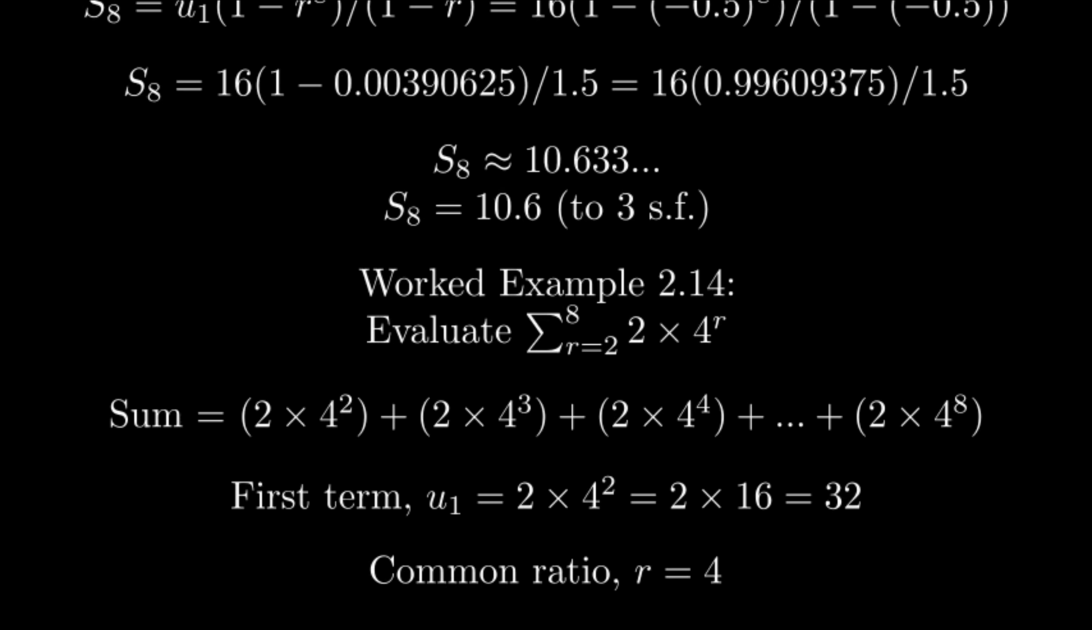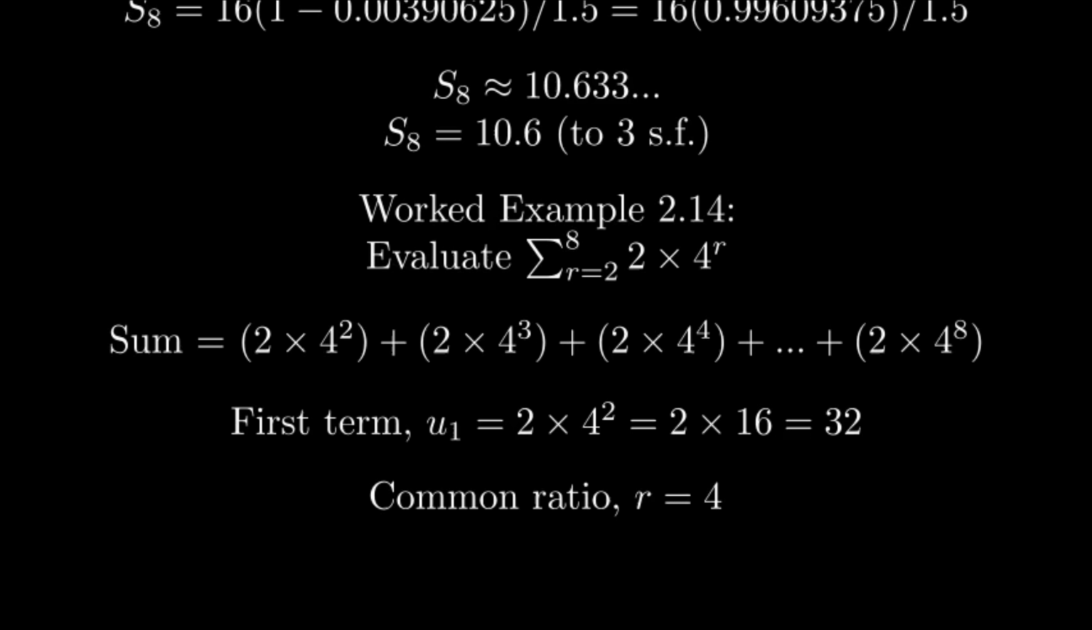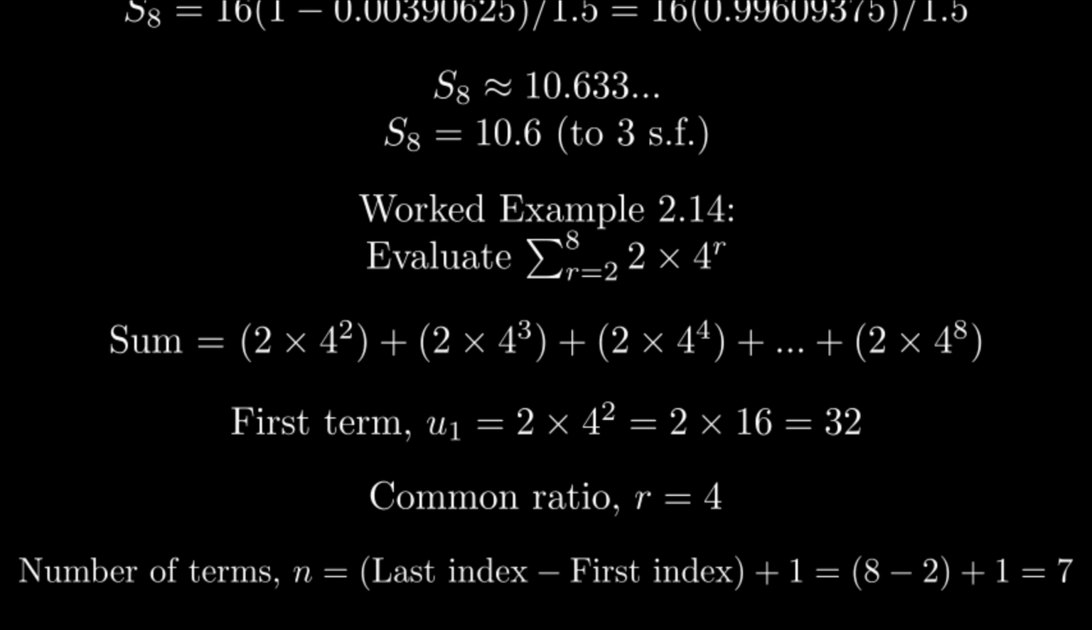Finally, how many terms are there? We are summing from r equals 2 to r equals 8. Be careful, it's not 8 minus 2. The number of terms is the last index minus the first index plus 1. So 8 minus 2 is 6, plus 1 gives us 7 terms. There are 7 terms in this series. Now we have all the pieces. U sub 1 is 32, r is 4, and n is 7.